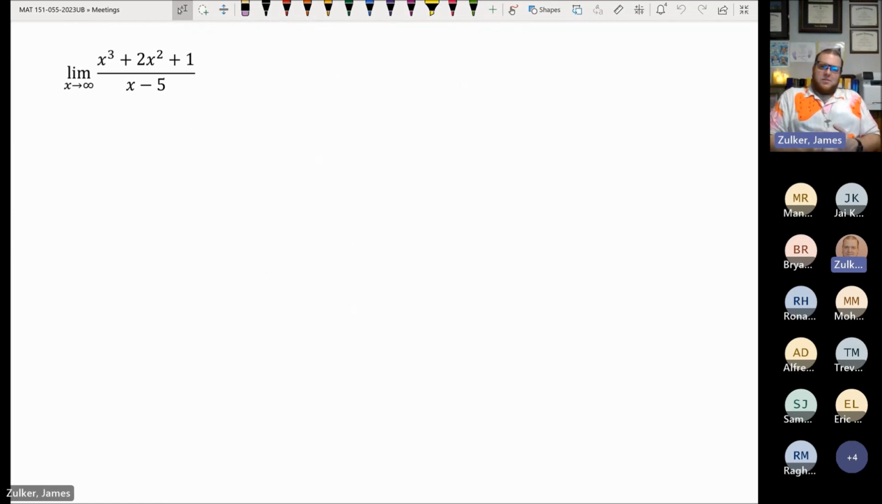So let's take a look at now limits at infinity. So limit as x approaches infinity of x cubed plus 2x squared plus 1 divided by x minus 5. Again, try substitution. And I use that term substitution again very lightly because infinity is not a value you can just plug in.